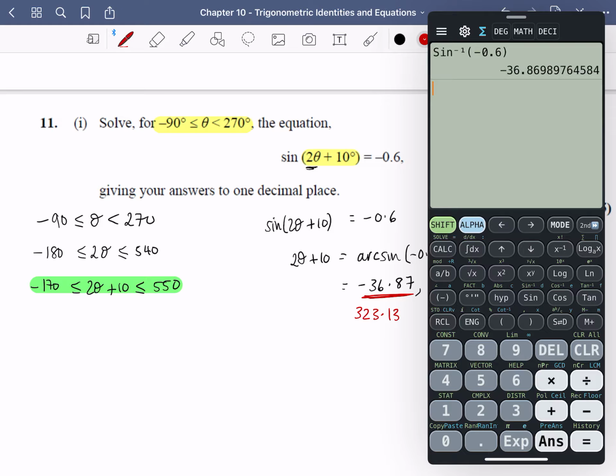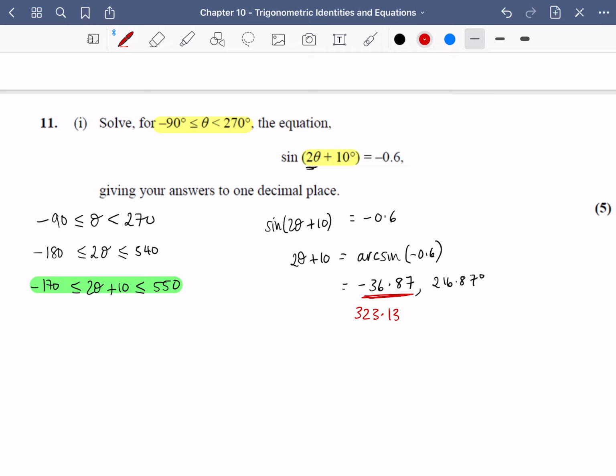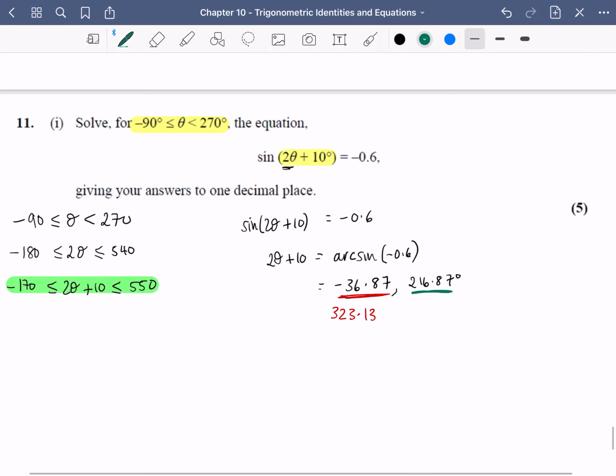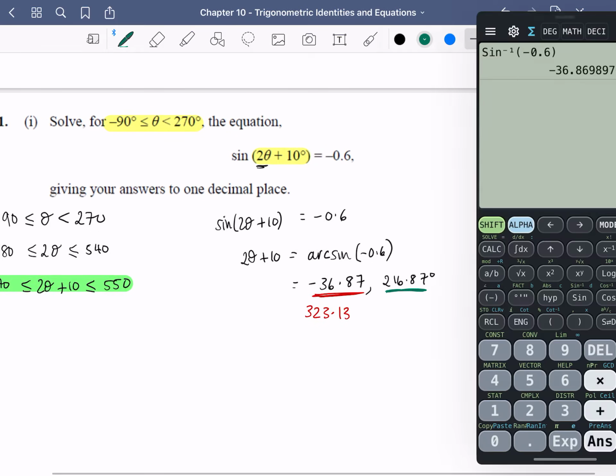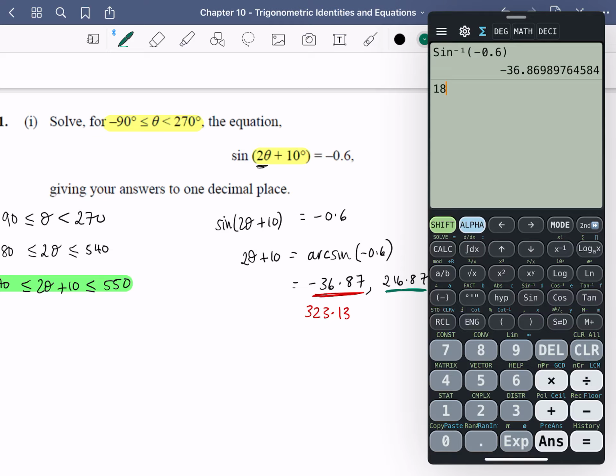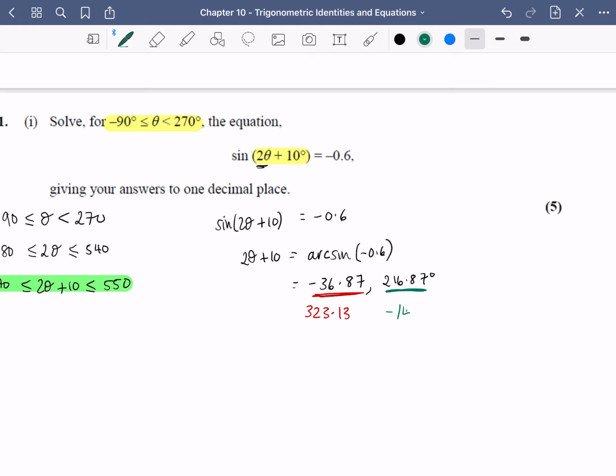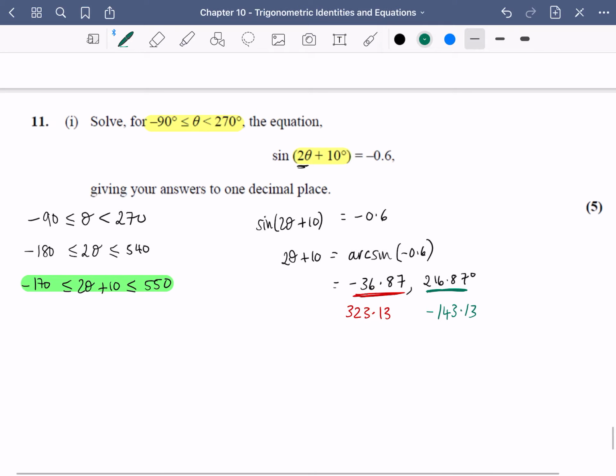Okay, so this second one, which I usually like to do in this green color, I'm going to see what happens if I add or take away 360 from this. So I have 216.87. Well, if I add 360 to it, it has just gone over the top of that 550, so that one is not going to be useful. But if I take 360 away from it, I get minus 143.13. So all of these are in range.